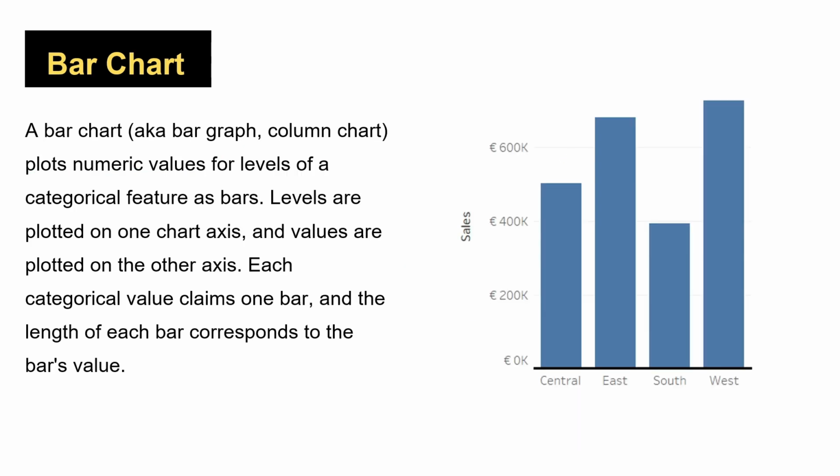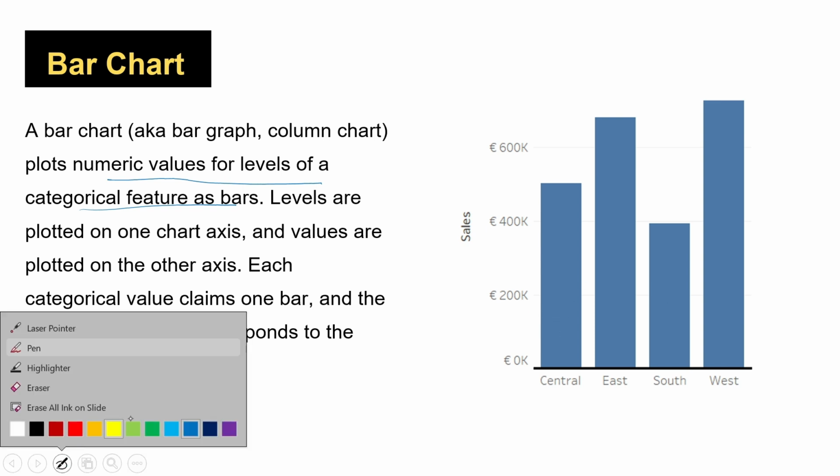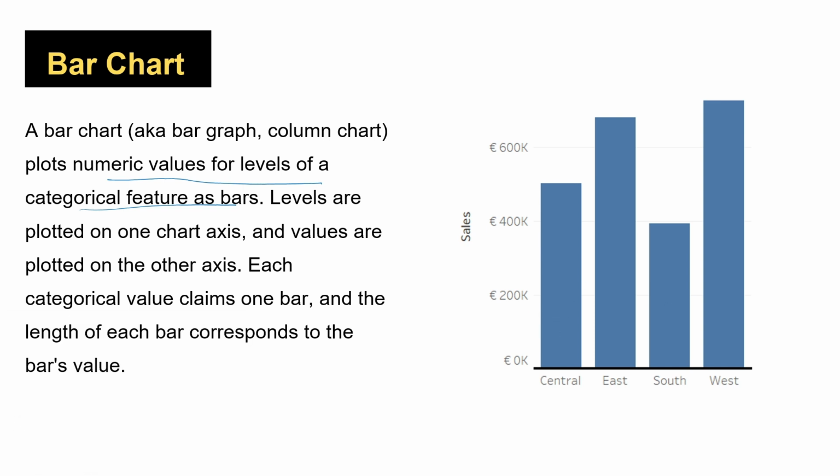Now here comes the bar chart. We also call it the bar graph or the column chart. Here it plots numeric values for levels of the categorical feature as bars. These are the bars.